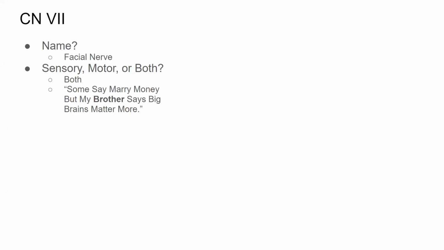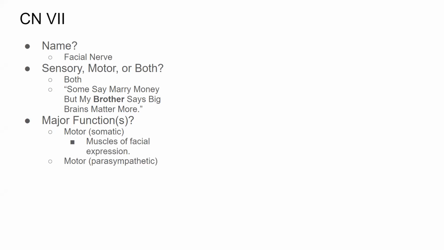Okay, cranial nerve 7, halfway through. What is cranial nerve 7? What's the name? Facial, good. Is it sensory, motor, or both? Both, yep. It does a couple of weird things that make it both. Its major functions: its motor function, what does it do with the face? Facial expression muscles, good.